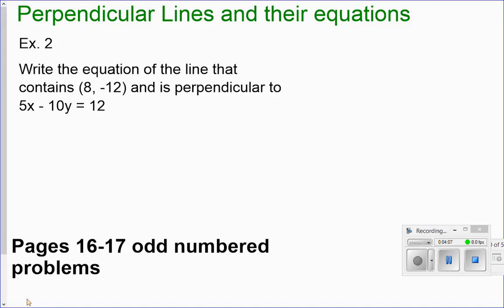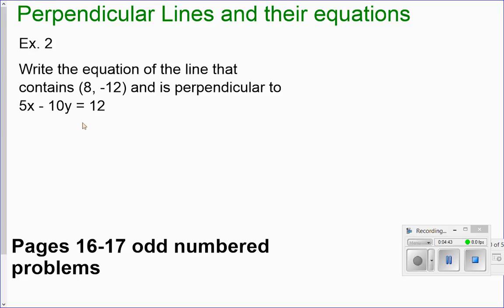So this time we're looking at perpendicular lines and their equations. So this example says write the equation of the line that contains (8, -12) and is perpendicular to 5x minus 10y equals 12. Well, once again, this equation is in standard form and I need it to be in slope-intercept form so that I can see what the slope is. And I'm refreshing my memory here. I'm thinking back. So perpendicular lines have opposite signs and reciprocal slopes. So once I figure out the slope of this line, I will get the reciprocal and change the sign.